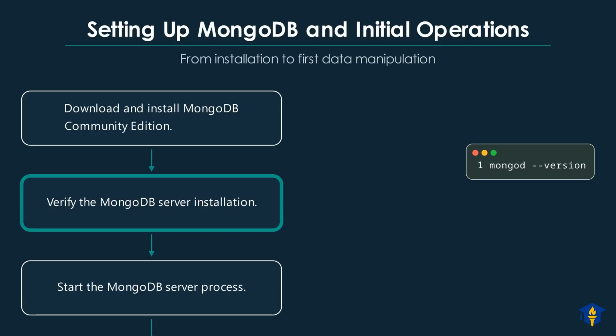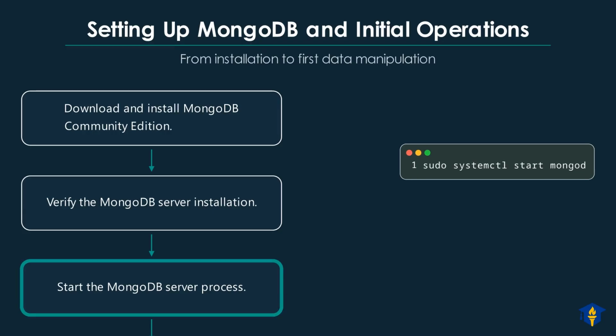After installation, you should verify that the MongoDB server is correctly installed. To do this, simply execute the mongod command with the version flag. Next, you need to start the MongoDB server process to make it operational. Use the systemctl command to start the MongoDB service on your system.